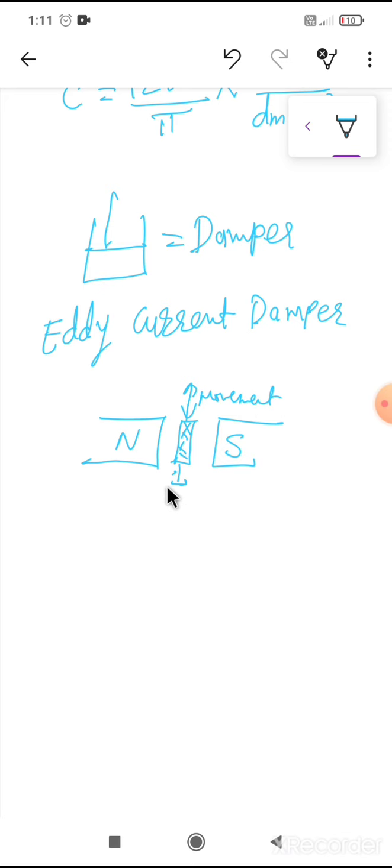So as the rectangular plate moves between the north and south pole of the magnet, the current is induced in this rectangular plate, which is in the form of eddies and sets up a magnetic field. This will set up a magnetic field in the direction opposing the magnetic field. So this is a case of damping. Now we will see the equation of motion of a viscous damper.